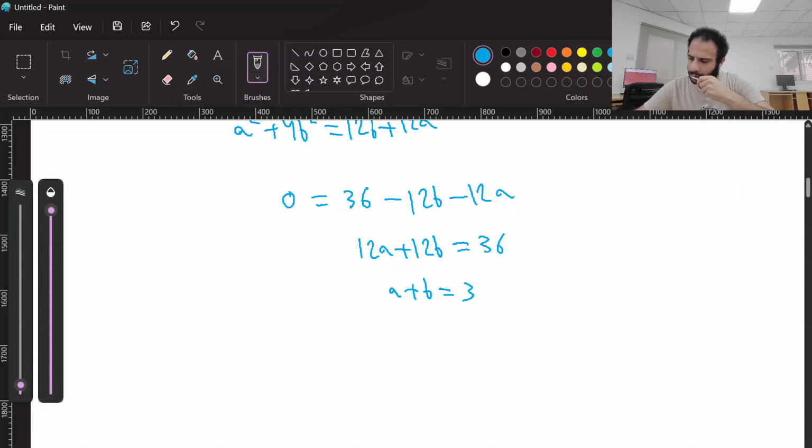Now, what's the next step? Substitute A or B to find the other one.